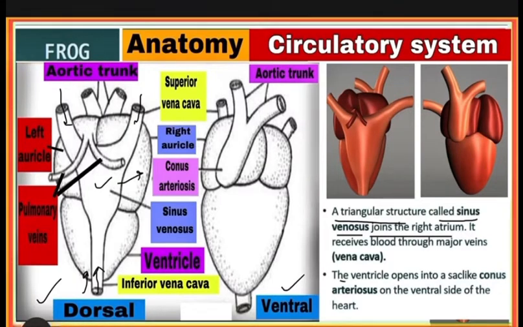Now see the ventral side of the heart. The ventricle opens into a sac-like structure called conus arteriosus on the ventral side of the heart. See the structure. This is conus arteriosus in which the ventricle opens, clear, on the ventral side of the heart.